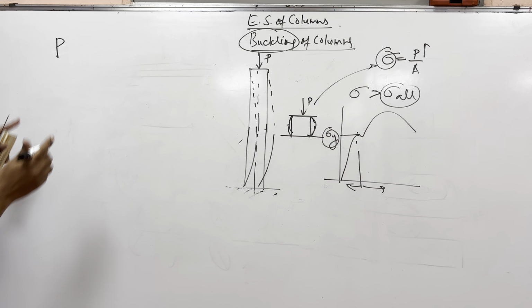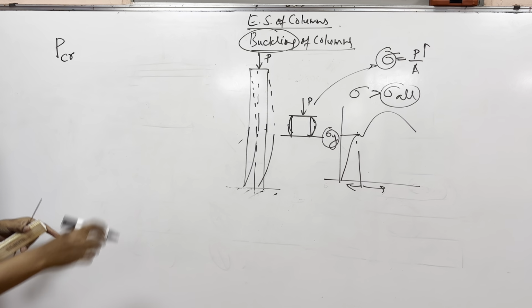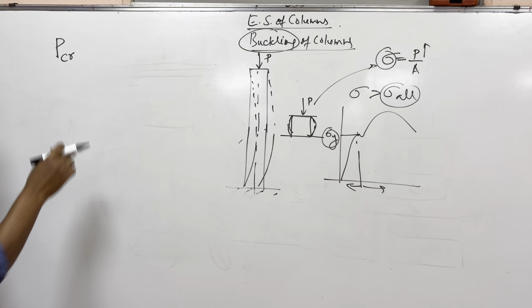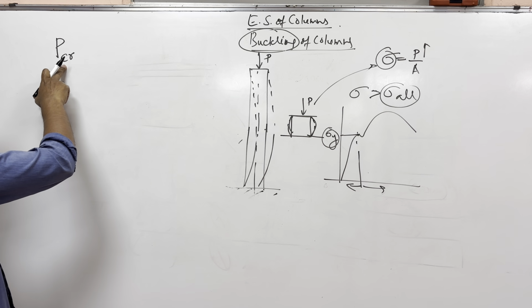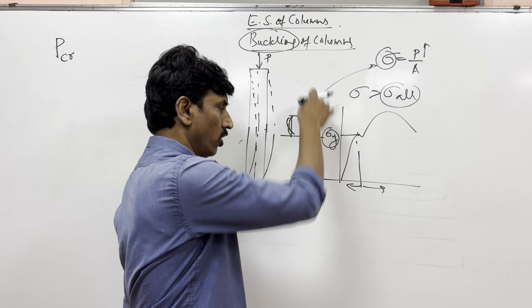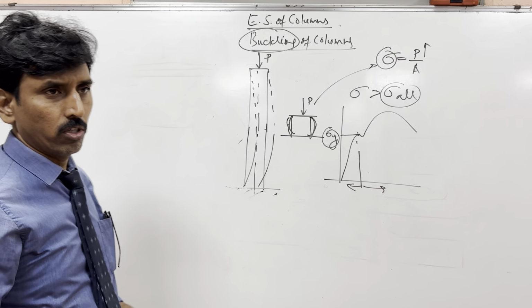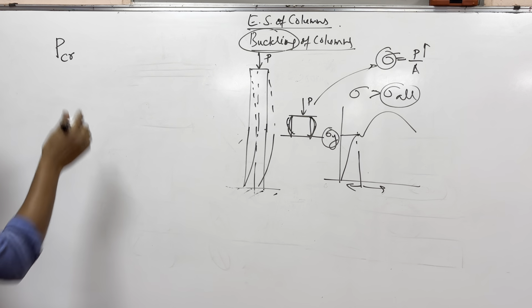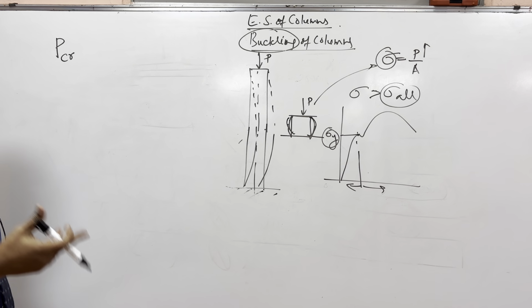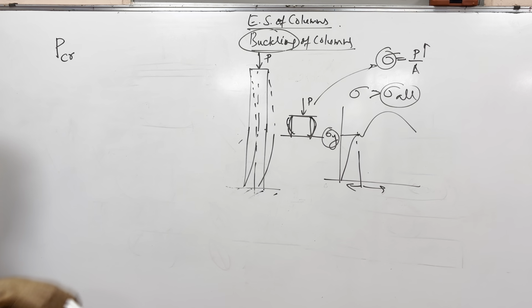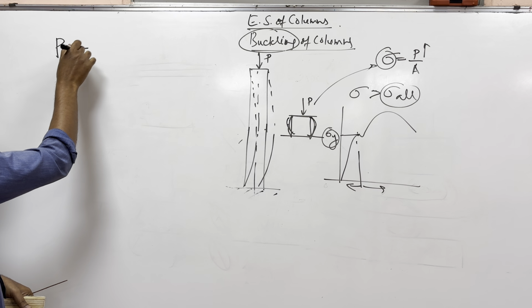So P stands for load, and if I say PCR, can you guess what this PCR is? Crippling or buckling. So buckling or the crippling load, and people may confuse it with the crushing load. Crushing load means it actually crushes a short piece. When it's a long piece, it starts crippling. Both crippling and crushing have CR in the front. So PCR, he gave.